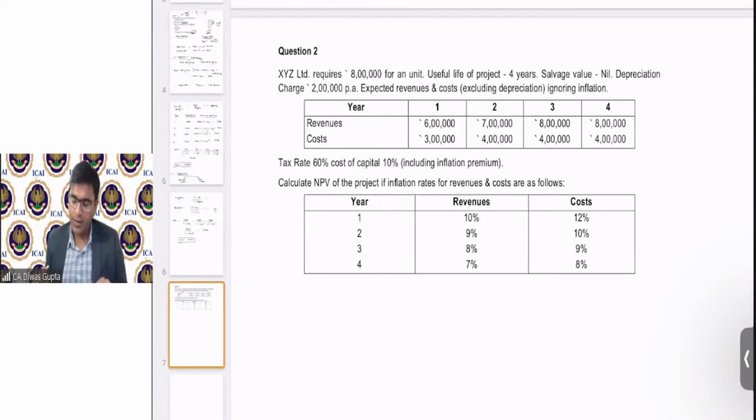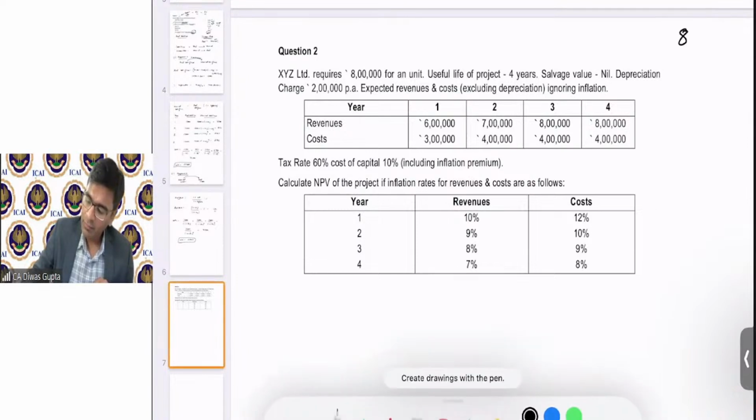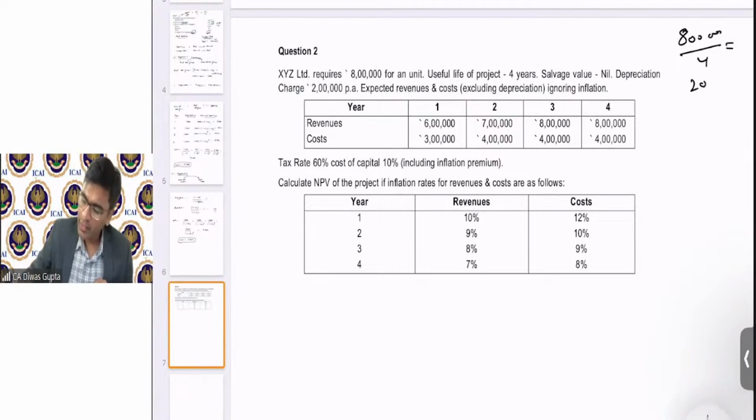XYZ requires rupees 8 lakh for a unit. Useful life of the project is 4 years. Salvage value nil. Depreciation charge 2 lakh per annum. That we can also compute because depreciation is 8 lakhs divided by 4, that is 2 lakh. Correct, students? Expected revenues and costs excluding depreciation, ignoring inflation. Now, this also they have mentioned, ignoring inflation. Revenue and costs, these are given.